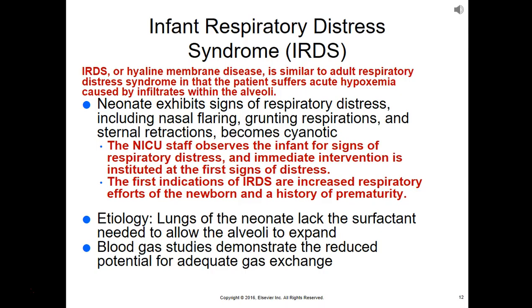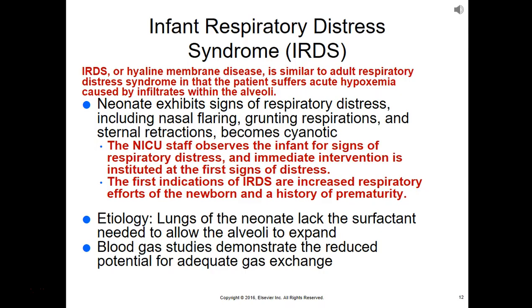So a neonate is going to exhibit signs of respiratory distress, including nasal flaring, like they are trying to take in extra air through their nose, grunting respirations, and sternal retractions, and then they become cyanotic. So they're taking in deep breaths, and you can see their little rib cage pop up because they're taking in such deep breaths, and then they start to turn blue, which is a surefire sign of pulmonary distress. So the NICU staff is going to observe the infant for signs of respiratory distress, and immediate intervention is instituted at the first signs of distress. We do not mess around with babies who can't breathe right.